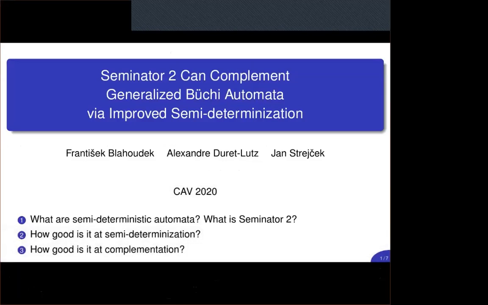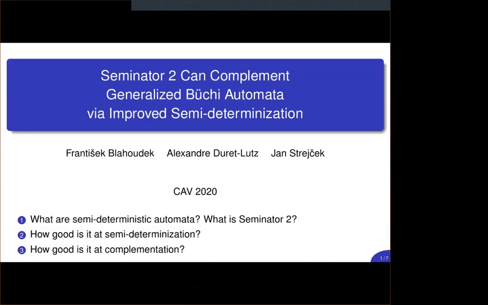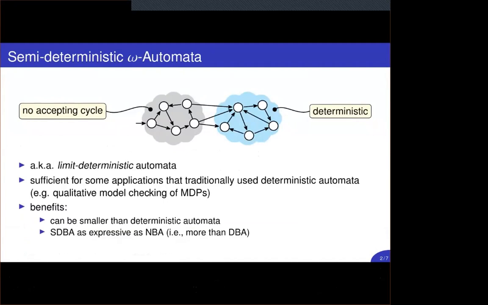This presentation is about Seminator 2, a tool that converts generalized Büchi automata into semi-deterministic automata and may optionally complement them. An omega automaton is semi-deterministic if it can be split in two parts. In the left part, you want no accepting cycle and you allow non-deterministic choices. And in the right part, everything has to be deterministic and you can have accepting cycles.